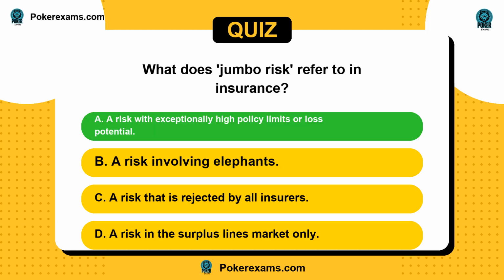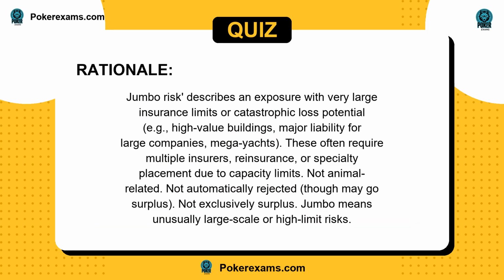The answer is A. Jumbo risk describes an exposure with very large insurance limits or catastrophic loss potential, e.g., high-value buildings, major liability for large companies, mega yachts. These often require multiple insurers, reinsurance, or specialty placement due to capacity limits. Not animal-related. Not automatically rejected, though may go surplus. Not exclusively surplus. Jumbo means unusually large-scale or high-limit risks.